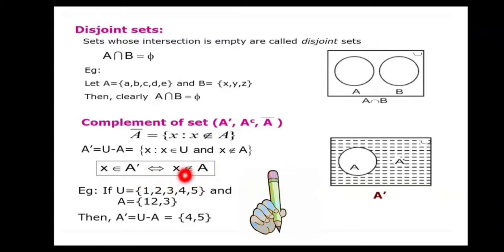Here you can see the example. If U equals {1, 2, 3, 4, 5} and A equals {1, 2, 3}, then A dash means we leave the elements of set A, which are 1, 2, 3. The remaining elements are called A dash. Leaving all these elements, we write from the universal set 4 and 5.